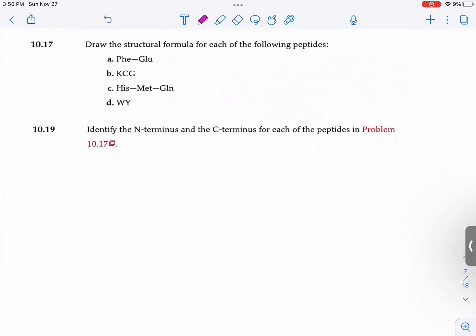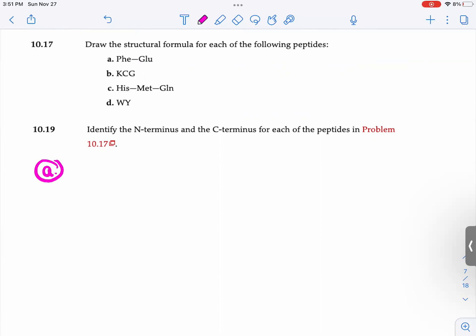10.17, I think we can do those in class. Did we do just about everything? Let's see. I think we can do 10.17. Let's do A, and let's do it right here. Draw the structural formula for each of the following peptides.